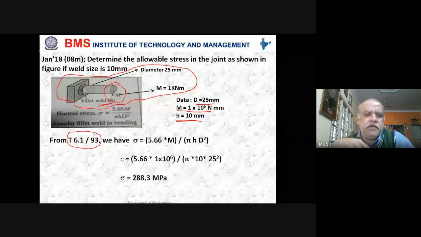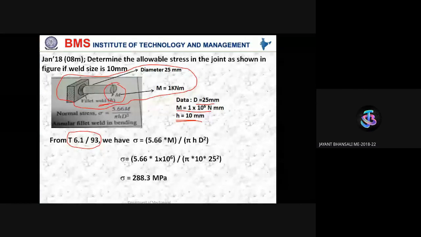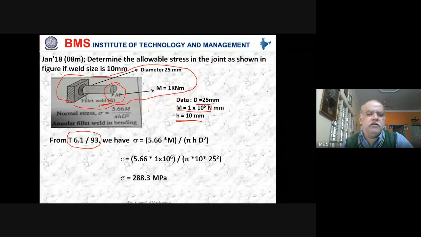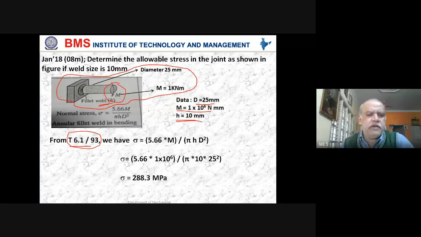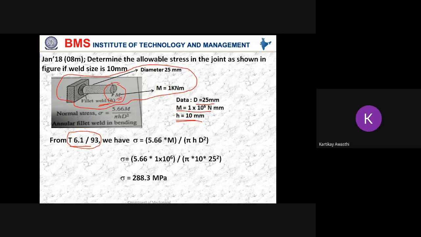Is the figure number given in the data handbook? Just check. No, sir, the figure number is not given. So could you identify this sketch in table 6.1? It is the seventh one. The circular shaft subjected to bending moment. Could you all get this? Yes, sir.